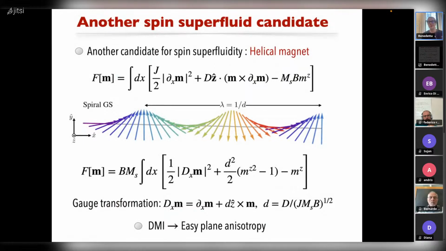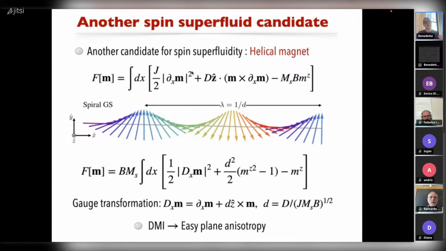If you go back to some Russian literature of the 70s and 80s that we had to do, you find out that there has also been another candidate for spin superfluidity, and this is a helical magnet. Now, if you notice, at the level of coherent interaction, I have exchange, a magnetic field, and a nearest neighbor DMI. So I'm writing down the coarse-grained limit of the systems that I've been introducing you to in the context of our work on the non-Hermitian skin effect.